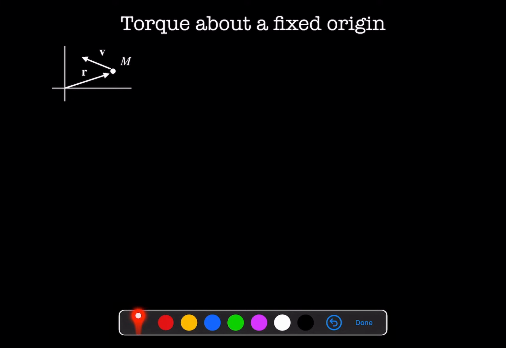I'm Sabeta Matsumoto. In this video, we're going to take a look at how torques act on extended bodies. First, we'll look at what happens when the axis of rotation is fixed. Then we'll have a look at what happens when that axis is accelerating.